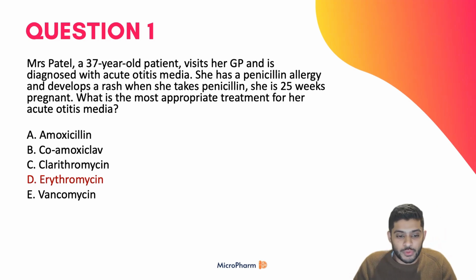Absolutely, A and B are ruled out. A, amoxicillin, B, co-amoxiclav, which includes 2 things, amoxicillin and clavulanic acid. What does clavulanic acid do? Just for our own learning. It augments the action of amoxicillin, but it does this in a very smart way. It prevents the breakdown of amoxicillin, absolutely. So it's a beta-lactamase inhibitor. Yes, just as Julia said.